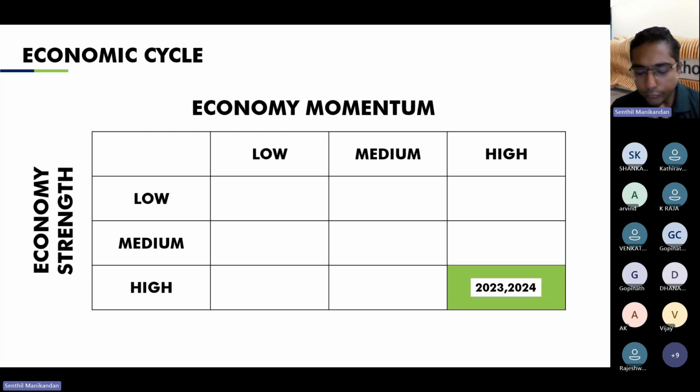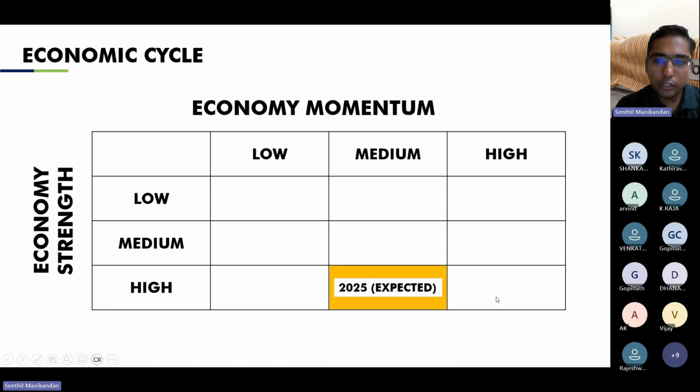Going forward, our expectation is that we will see some amount of normalization in the momentum, because the base effect comes into play. We have quite a high base, or a normalized base.